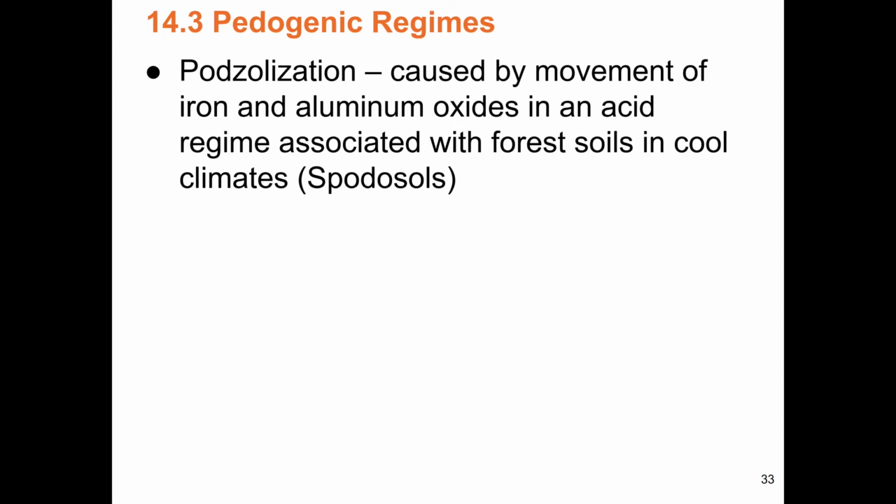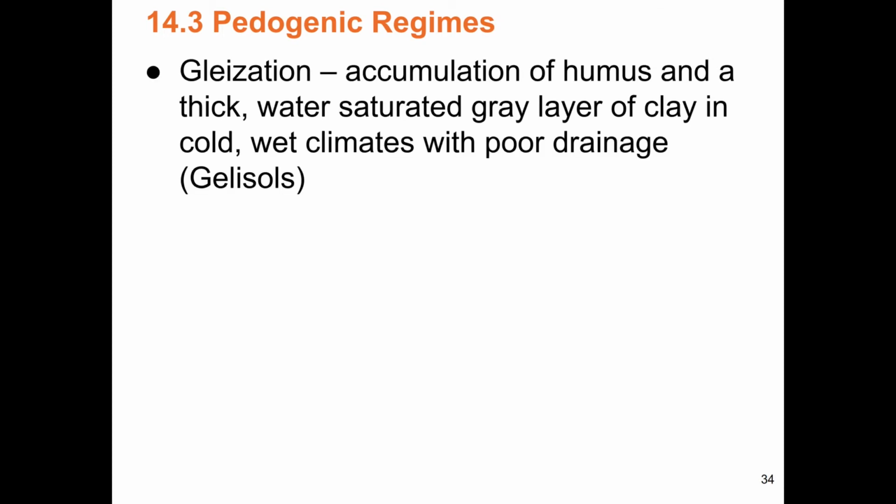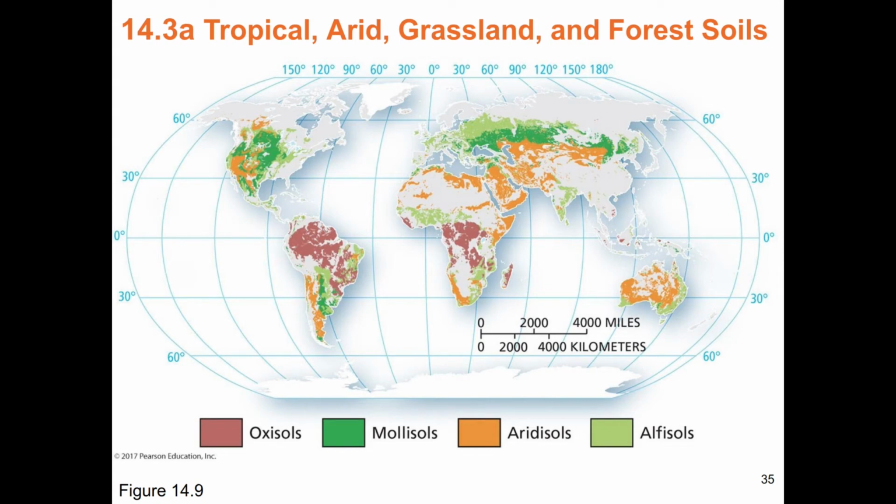Podzolization, the acidic pine needles with rainwater leach chemicals out. They disappear from the top layers of the soil and get deposited in the lower layers of the soil, making spodosols in those pine forests. Gelization makes gelisols, a thick, wet, saturated gray layer of clay in cold, wet climates with poor drainage. Yuck. Pass. So we've got oxisols, the tropical rainforest climates. Mollisols, grassland climates, great for growing grasses. Aridisols in the deserts, and alfisols in former forests.